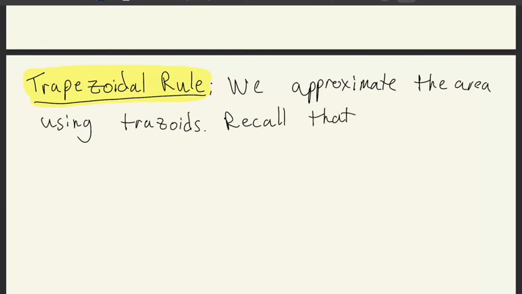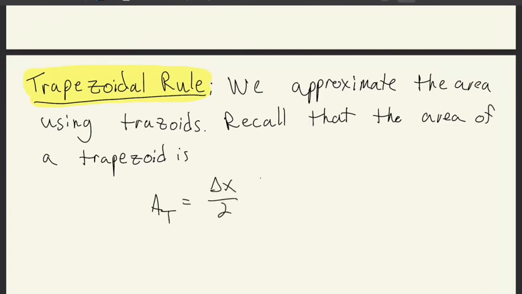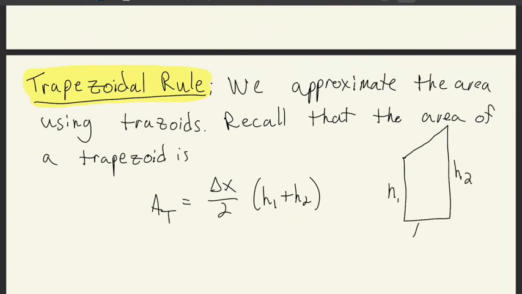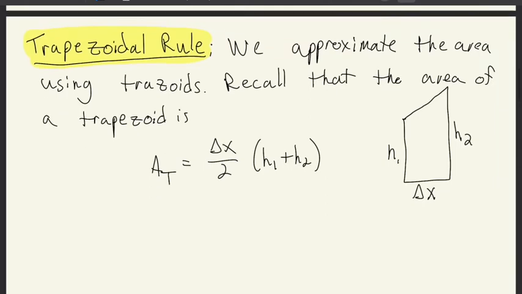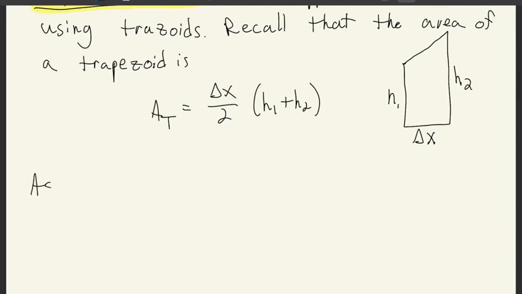So in order to approximate the area using trapezoids, we need to know the area of a trapezoid. So recall that the area of a trapezoid is delta x over 2 times h1 plus h2. Drawing a picture, if this is our trapezoid, this be h1, this be h2, and this be delta x.